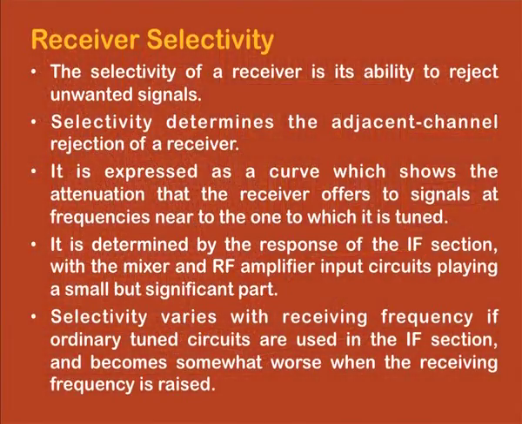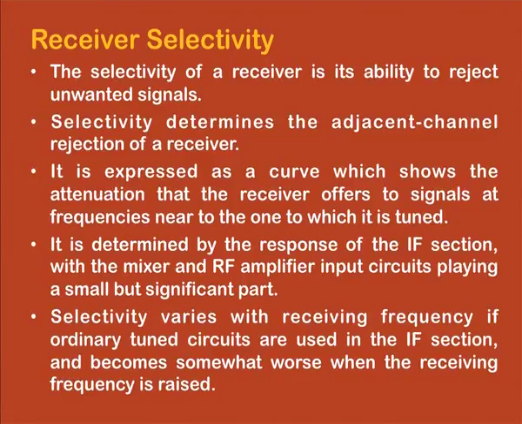Now, coming to receiver selectivity, this is another very important parameter of a receiver, and it refers to the ability of the receiver to reject unwanted signals from the output of the signal. Selectivity mainly determines the adjacent channel rejection of a receiver, and it is expressed as a curve which shows the attenuation that the receiver offers to signals at a frequency near the one to which it is tuned.